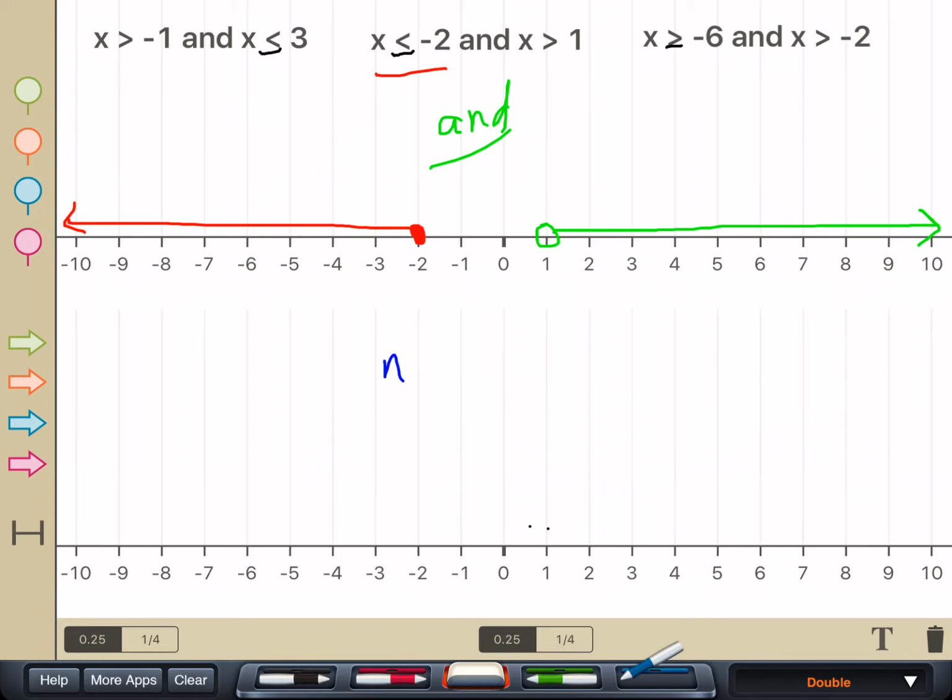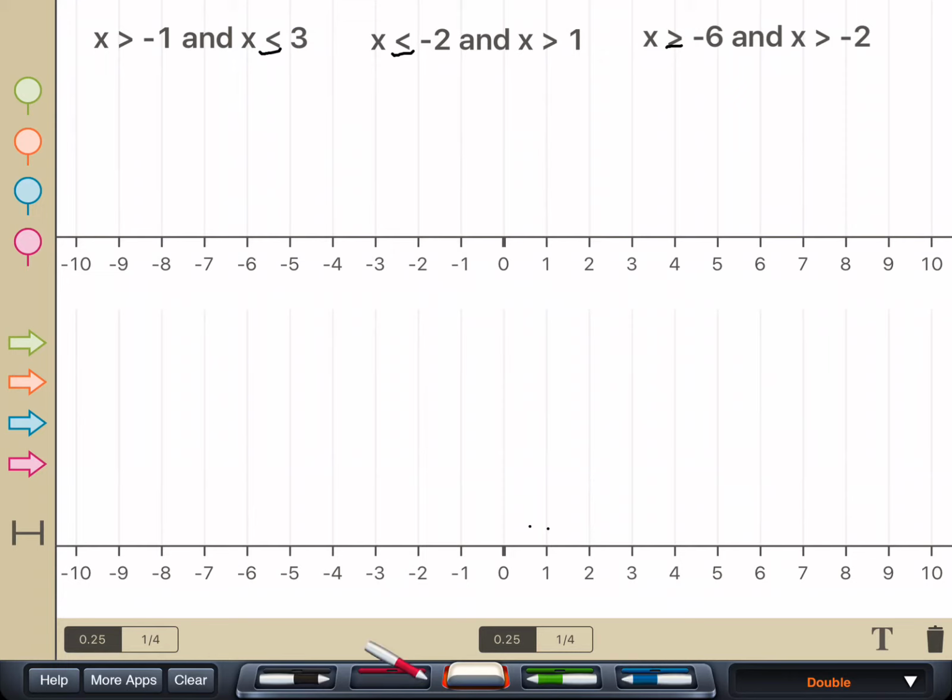Okay. And the other thing that can happen is what happens over here. So I'm going to graph the first one in red again. So x is greater than or equal to negative 6. Good. And in green, x is greater than negative 2. So this is an intersection set, so we're looking for overlap.